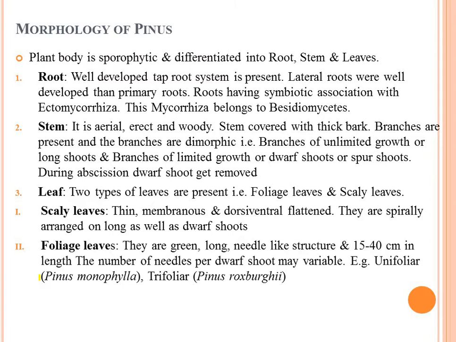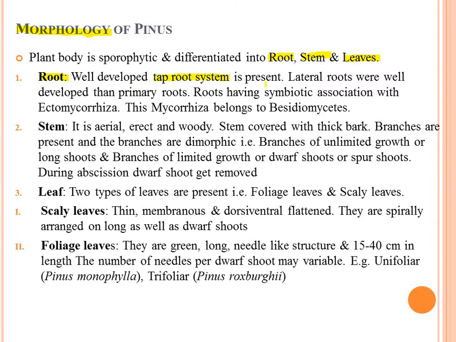Second, this sporophytic plant body is differentiated into root, stem and leaves. True root, true stem and true leaves are present. In some plant groups, true root, stem and leaves are absent, for example bryophytes, while in pteridophytes, gymnosperms and angiosperms, true root, true stem and true leaves are present. See the morphology of the root. Morphology means the external characters or features of an organism. Then the root: a well developed taproot system.